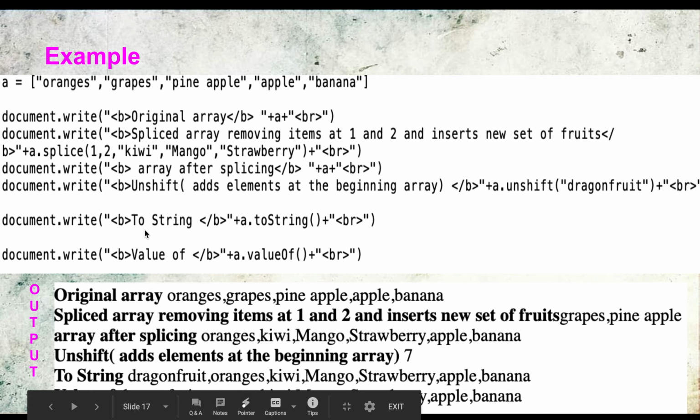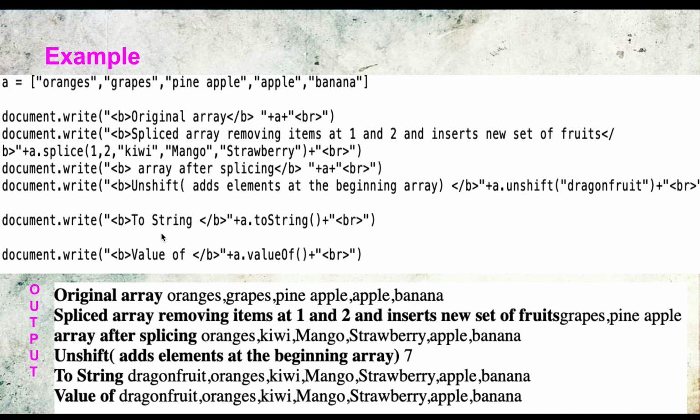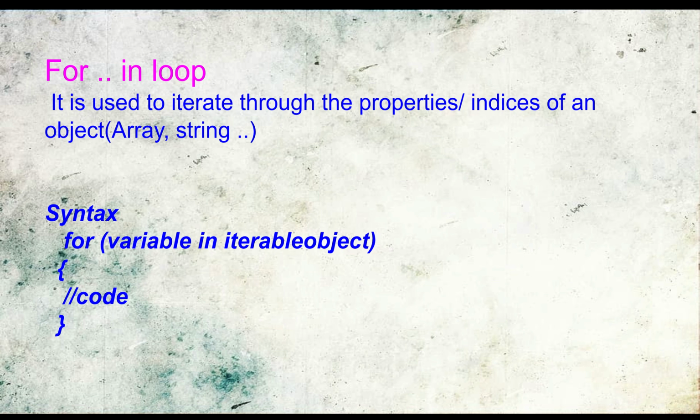And next is toString. toString displays the array comma separated. As you can see, the new array: dragon fruit, oranges, kiwi, mango, strawberry, apple and banana. 7 elements are displayed comma separated. valueOf also does the same thing. It displays the contents of the array. These are the methods of an array object. Next we will see the loops that are associated with arrays.